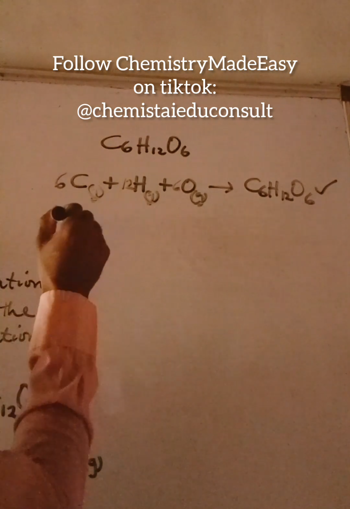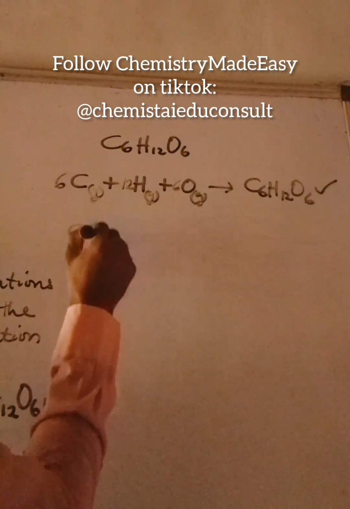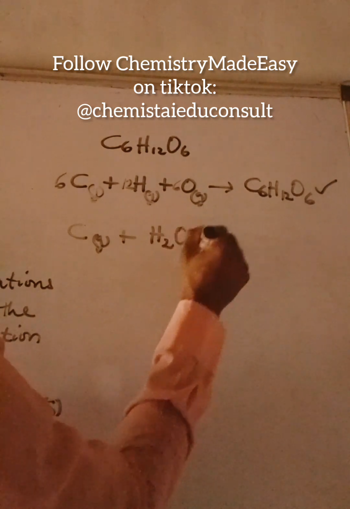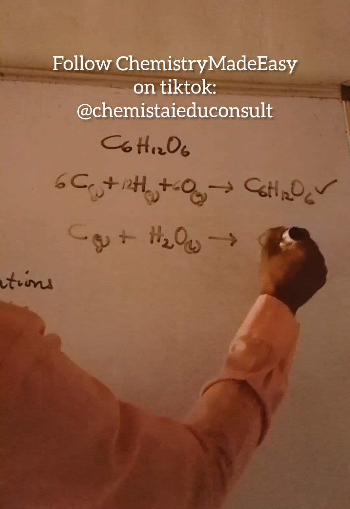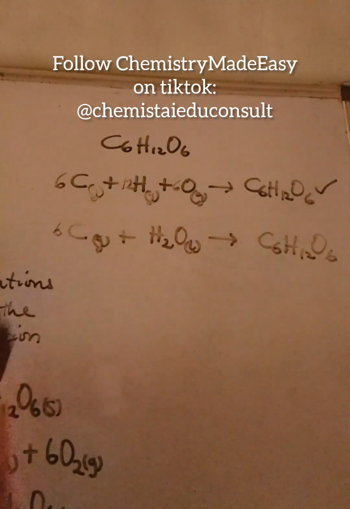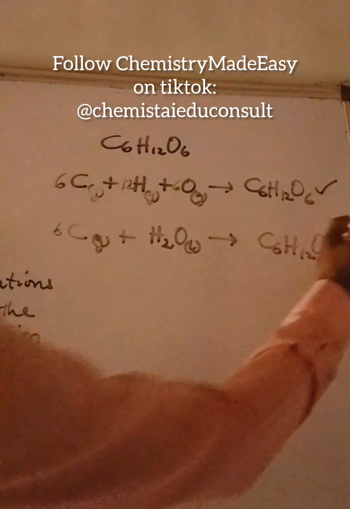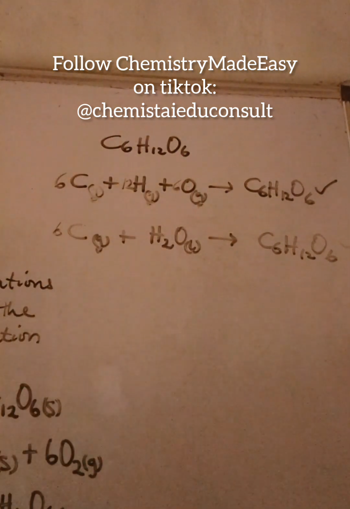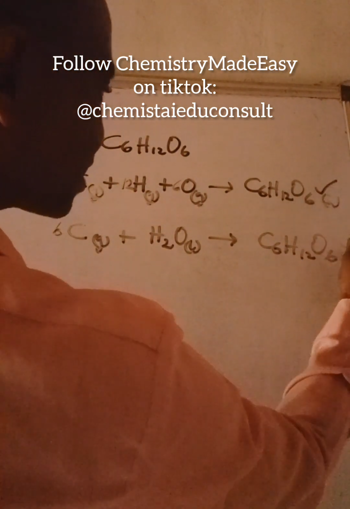You can say carbon atom, gas, plus water, liquid, to afford glucose. You write 6 here to balance it. It is true, because all these species are in their standard states, and glucose is also in its standard state.